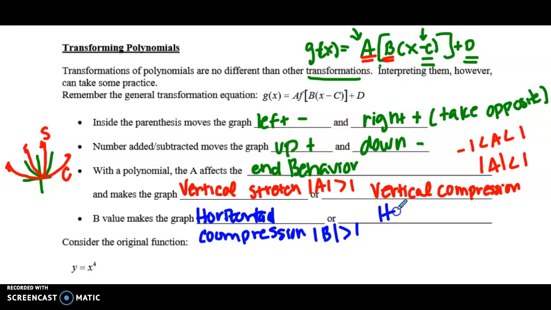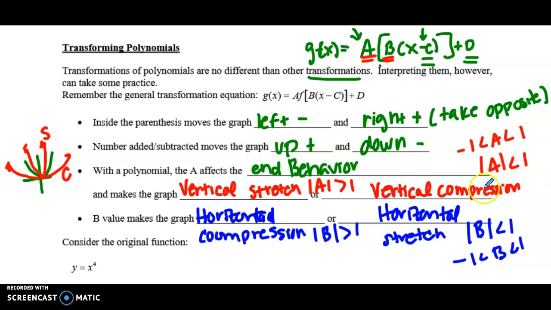And it's going to be a horizontal stretch if the absolute value of b is less than 1, okay? The opposite: a vertical compression is a horizontal stretch. And remember, this is just b being between -1 and 1. So that's the same thing that you have up here with your vertical. All right, I know that that's a little bit tricky, but this right here was a vertical stretch and a vertical compression.